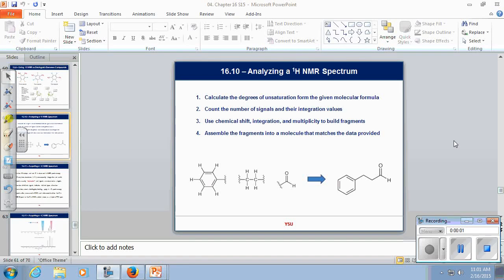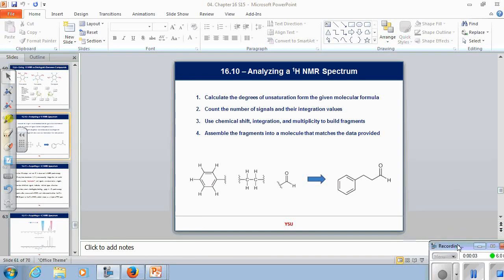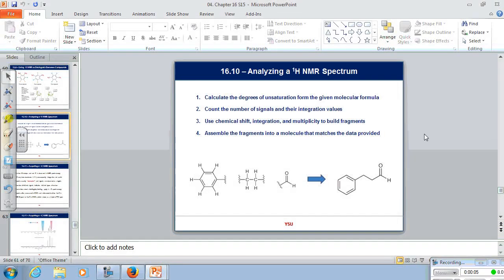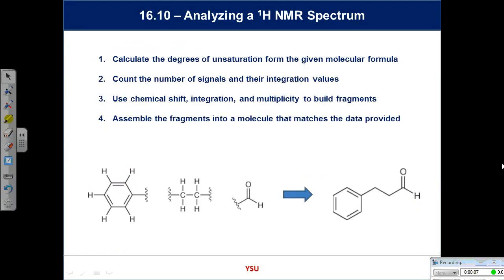So today, let's go back very quickly and look at carbon NMR. Let's see what that's about, and then finish this off, and then I can get into the next chapter, and we can start to apply all this stuff, put it all together.